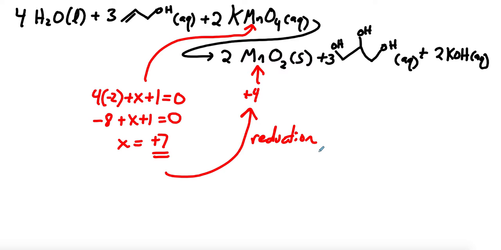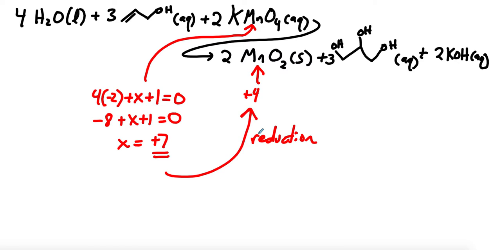So as soon as you see that one element is being oxidized or reduced, you know right away it has to be an oxidation reduction reaction. Okay, so it's always going to be classified that way if you're doing that kind of oxidation or reduction.